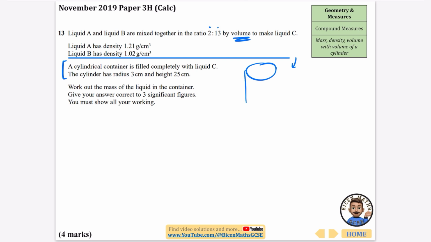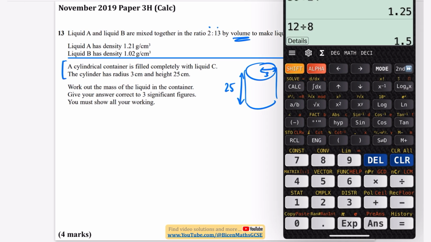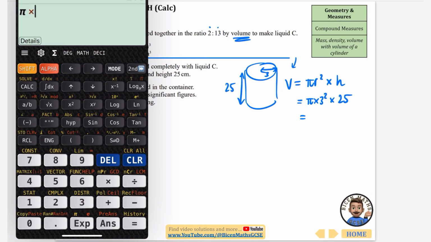If I draw a quick diagram of the cylinder, we're going to remind ourselves how we find the volume. It says that the radius of the cylinder is 3 and the height is 25. So I'm going to begin by finding the volume of this. The volume is the area of the cross section, which is a circle, so that's pi r squared, and you multiply it by the height, okay? So it's pi multiplied by 3 squared, multiplied by the height, which is 25. I'll put that all on my calculator: pi times 3 squared times 25, which is 706.86, and that's centimeters cubed, okay?